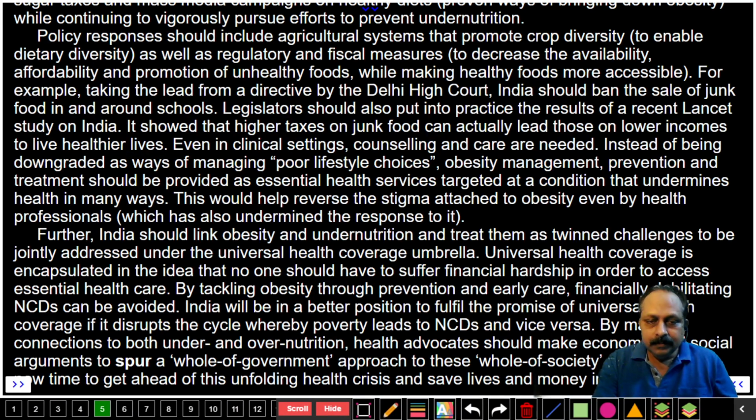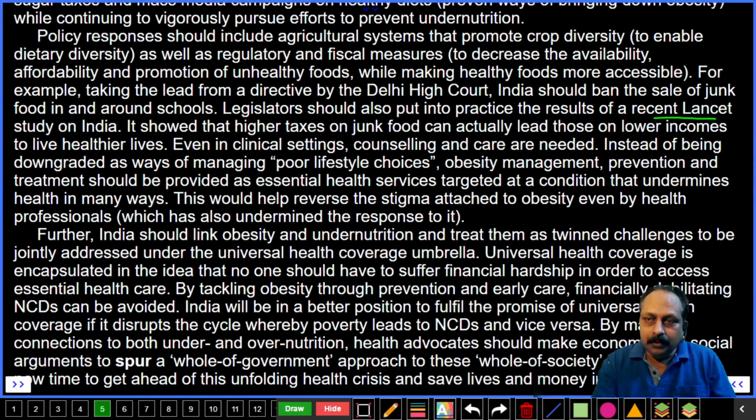Here, recent Lancet study on India. What does it say? For example, taking the lead from a directive by the Delhi High Court, India should ban the sale of junk food in and around schools. Legislators should also put into practice the results of a recent Lancet study on India. What is that? It showed that higher taxes on junk food can actually lead those on lower incomes to live healthier lives. Now let us go to the question.